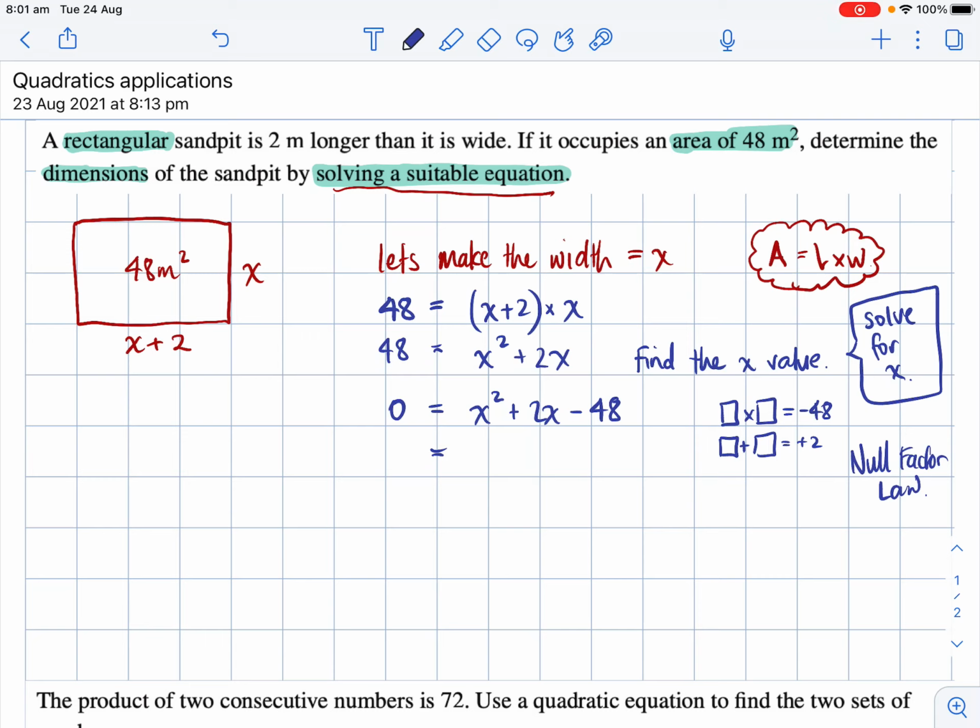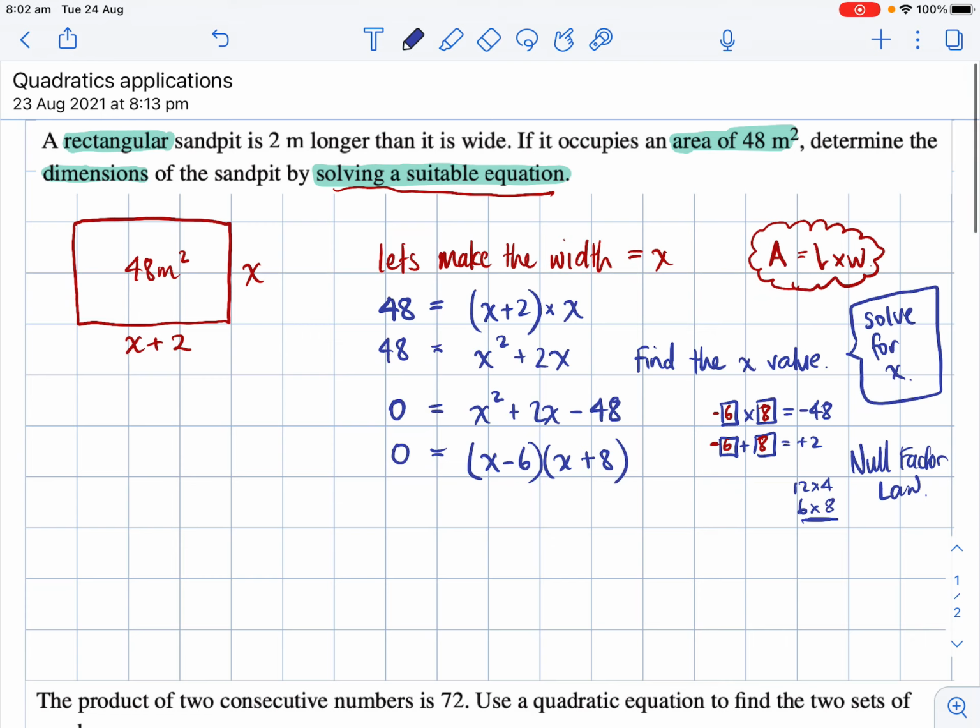Right, so let's go through our factors of 48. We could have 12 times 4. Now they're not going to go together to get 2. I could have 6 times 8. They absolutely can go together to get a 2. So let's do 6 times 8. Now one of them is going to have to be a negative to get negative 48, and because I have a positive 2, let's make the smaller value the negative one. Okay, so this can be factorized into x minus 6, x plus 8.